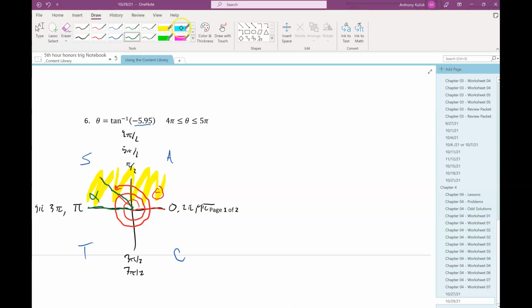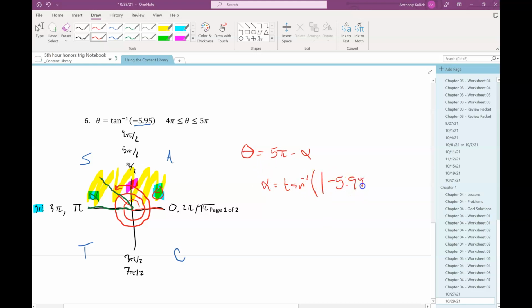And then I know that if we relate theta, alpha, and 5 pi, since the last axis that we crossed through was the vertical, I know that theta is going to equal 5 pi minus alpha. So far, so good? Okay. And alpha in this case is going to be tan inverse of the absolute value of negative 595.